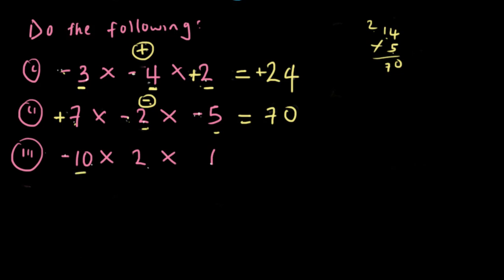Note the sign. Sign of 10 is minus. Sign of 2 is plus. Sign of 1 is plus. Multiply the signs. Minus times plus is minus. Minus times plus will give me minus. Multiply the numbers. 10 times 2 is 20. 20 times 1 is 20. So I have minus 20. I hope you understand.